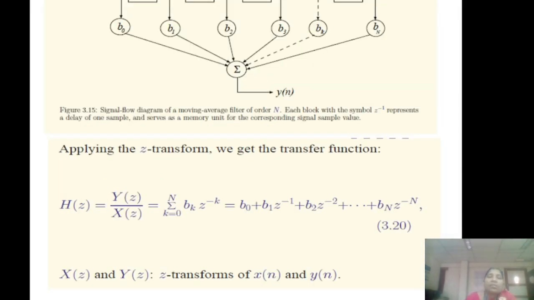This is the transversal structure of a filter, in which x of n passes through delays and is multiplied with the b coefficients, and finally it is summed to obtain y of n. So this equation is represented here in transversal structure. The transfer function H of z is given by b0 plus b1 z inverse plus b2 z power minus 2 plus and so on up to bN z power minus N.